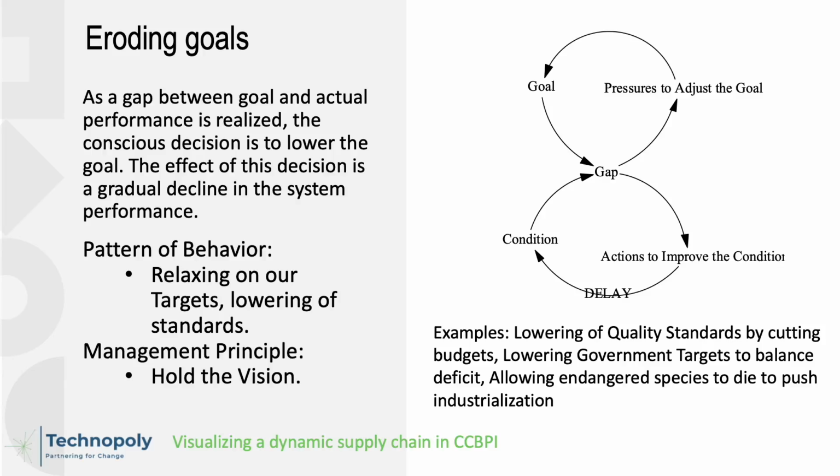Examples of eroding goals are when we lower our quality standards by cutting budget, when we lower our targets in the government for the sake of balancing deficit, or even allowing endangered species to die just to push for industrialization.